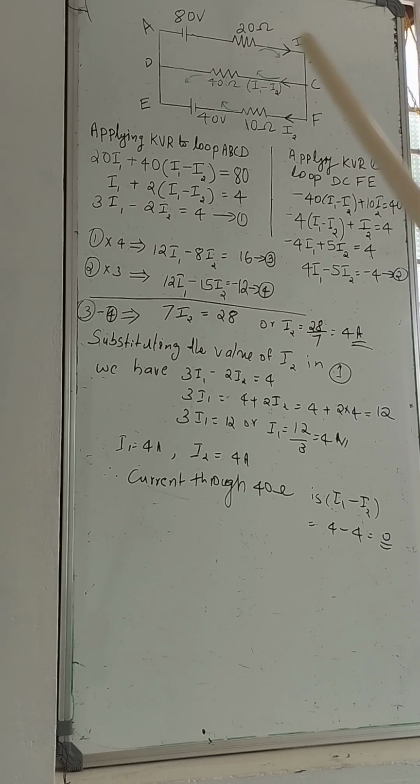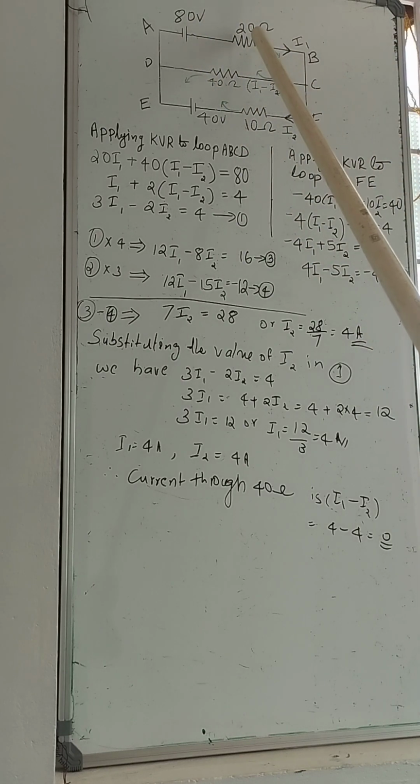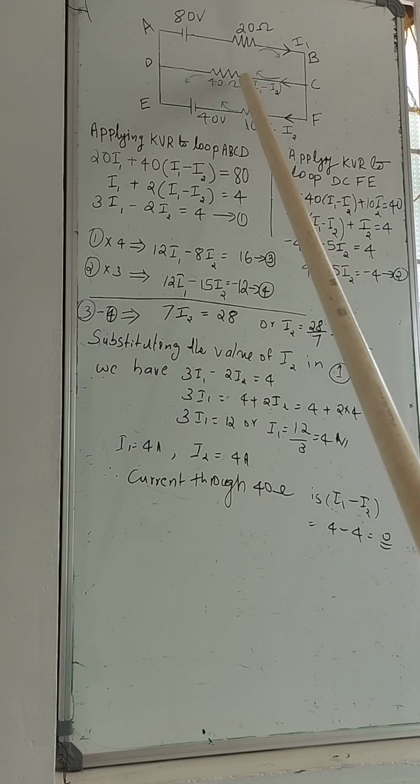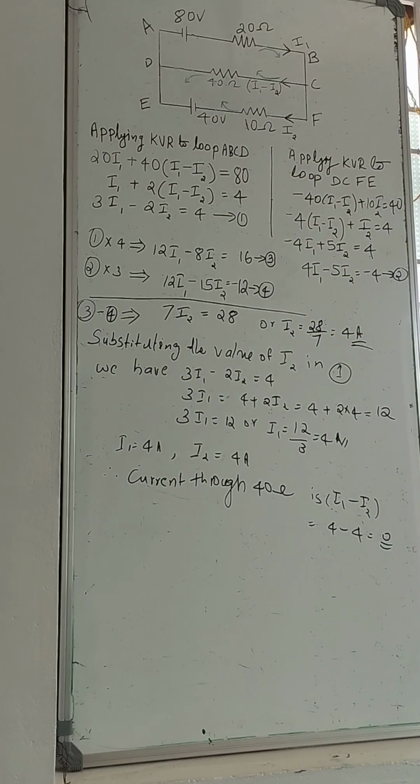So here in the first loop the EMF is 80 volt. The potential drop, with I1 as the current through the 20 ohm, is 20 I1, that is I into R. And the potential drop in the 40 ohm is 40 into (I1 minus I2). Now this voltage rule also states that the loop is taken in a definite order, or in a preferred direction.